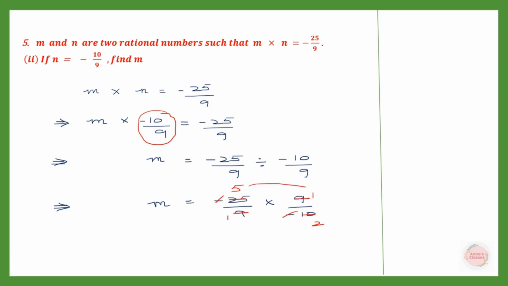Now multiply the numerators and the denominators. So this way we can find the value of m. M is equal to 5 ones are 5 and 1 twos are 2. So what's your answer? 5 by 2. This is the value of m.